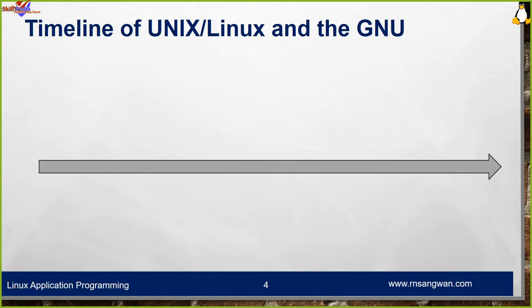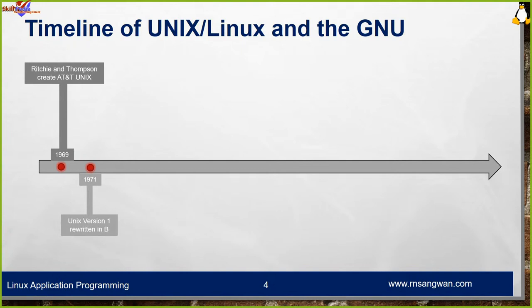So that is the timeline. If we look at the major developments, Ritchie and Thompson created the first version of Unix in 1969 at AT&T. So that was AT&T Unix way back in 1969, the first milestone. In 1971, the first version of Unix was out, written in B language, which was before C. In 72, Unix version 2 was out, written in C language.